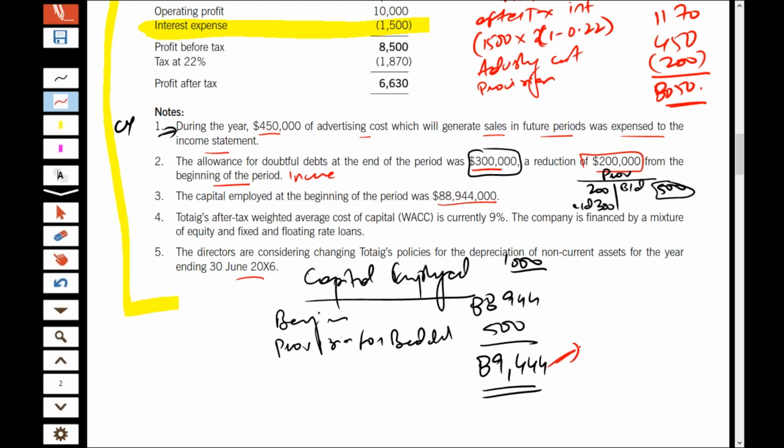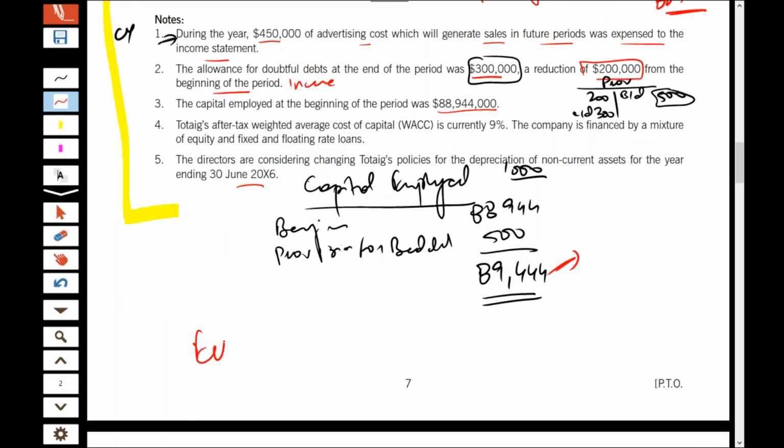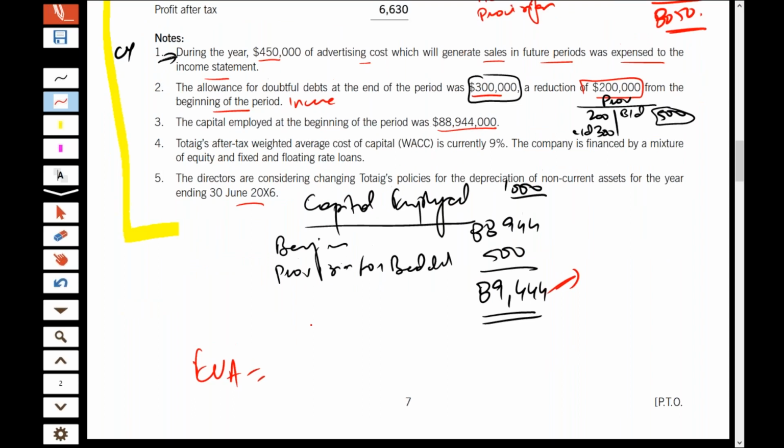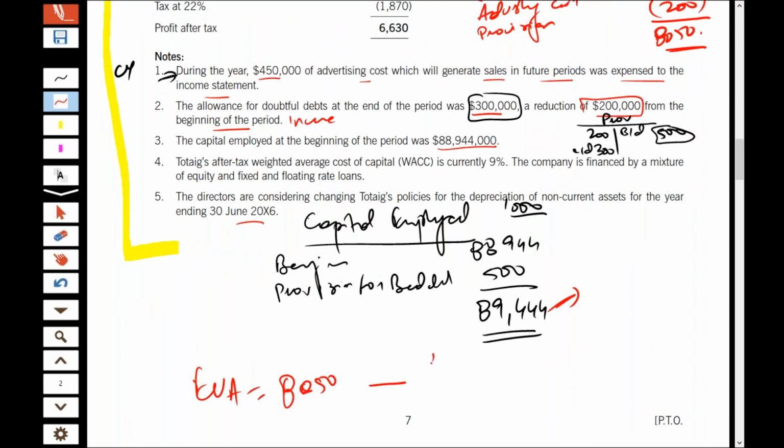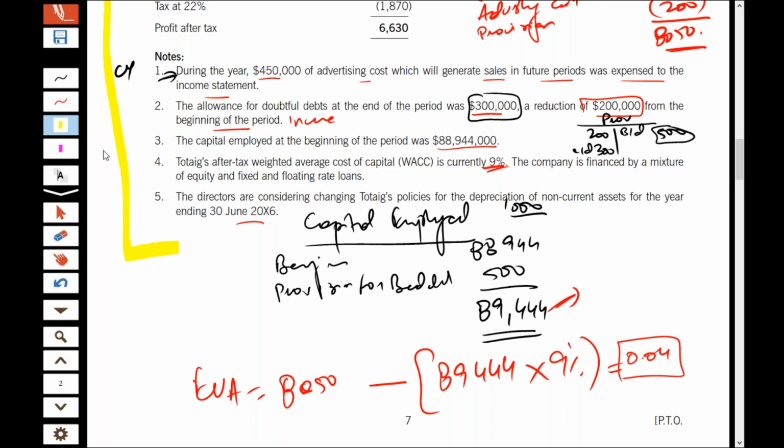Okay, now, how exactly are we going to calculate the economic value added? It's going to be 8050 less 89,444 multiplied by the WACC, which is 9%. So 89,444 into 9%. So if you say 8050 less 89,444 into this, it's 0.04. So if you try to establish the economic value added, this is what you have got.